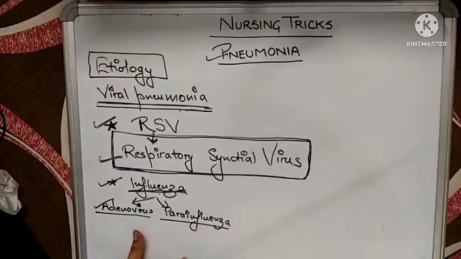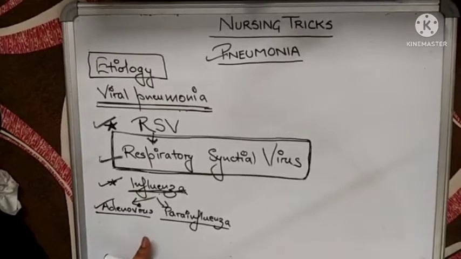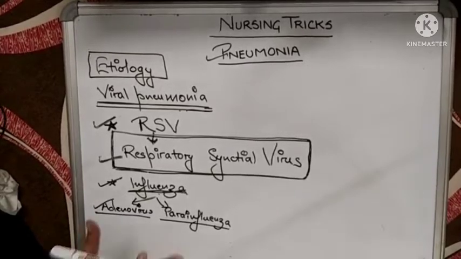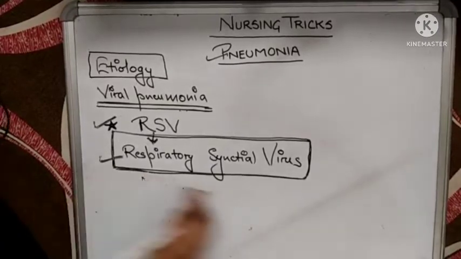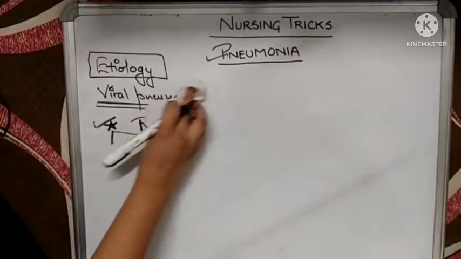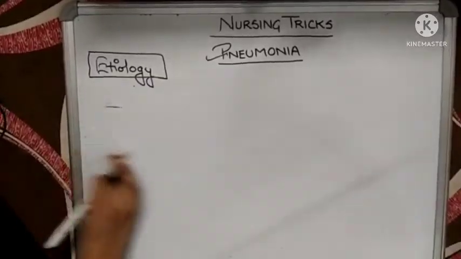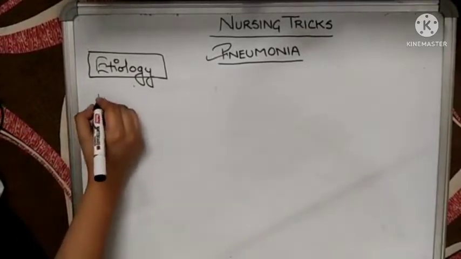So I hope the viral pneumonia is clear to you. Only the names of the viruses I have mentioned here. Don't worry, we will see the management, the definition, everything once we deal with the types of pneumonia. Okay, now the next one: if you remember, the second name which I wrote was the bacterial pneumonia.